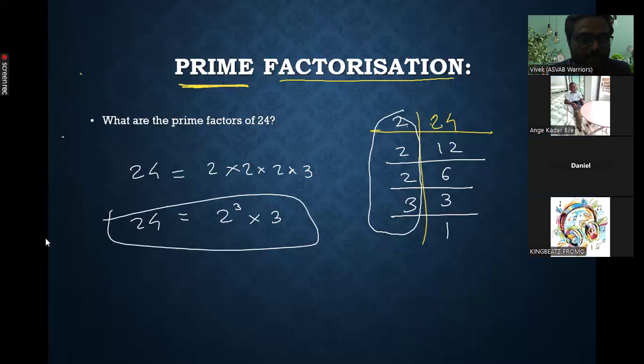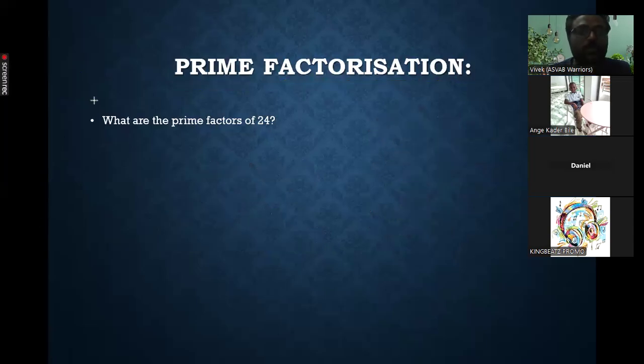Now, let me solve one more question. Here we go. Let's find out the prime factorization for 100. Or let's do something more interesting. Let's make it 1000. So the least prime number other than 1 which we can divide 1000 with is 2.